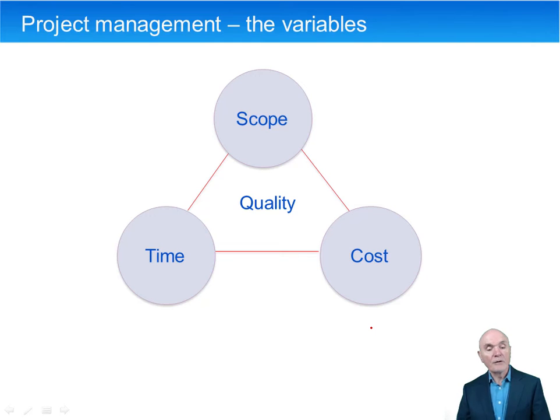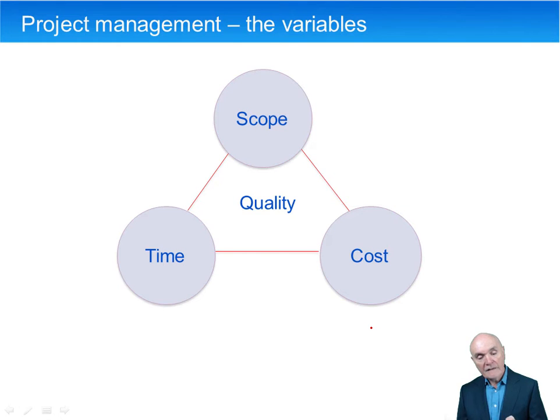The variables in project management are said to be the following. First of all, the time. How long are we going to spend on the project? What's its deadline? There is the cost. How much money has been agreed with the sponsor? There is the scope. What is the project actually going to accomplish? And very often within this, quality is also a variable, if you like. We want to make sure that we keep the quality of the output high.